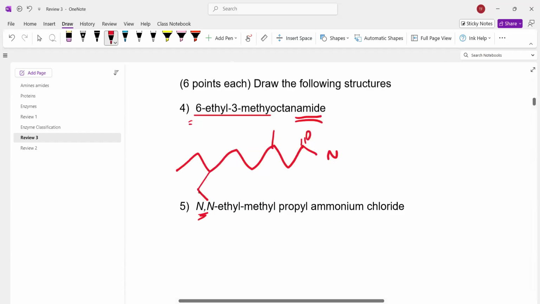Or like this. Okay, so we have ammonium chloride. Okay, ammonium, ammonia is going to be a cation. And we've got N-ethyl-N-methyl.